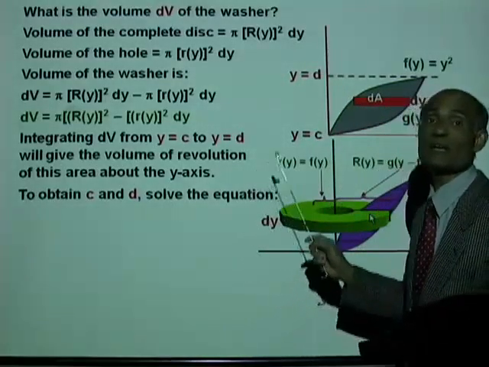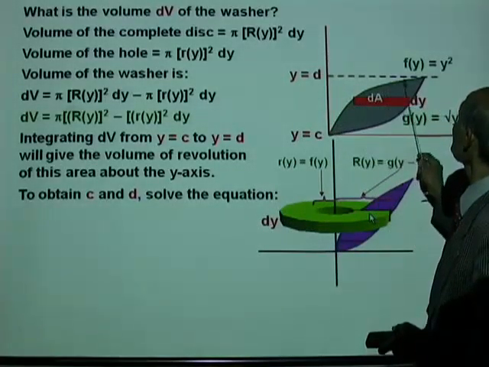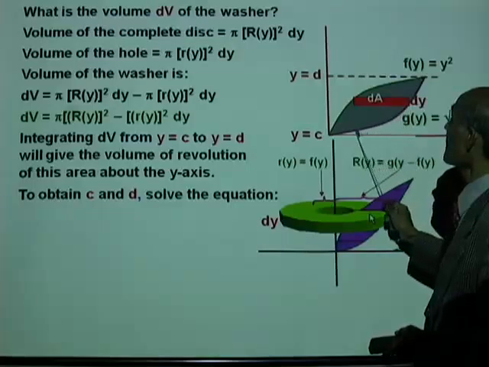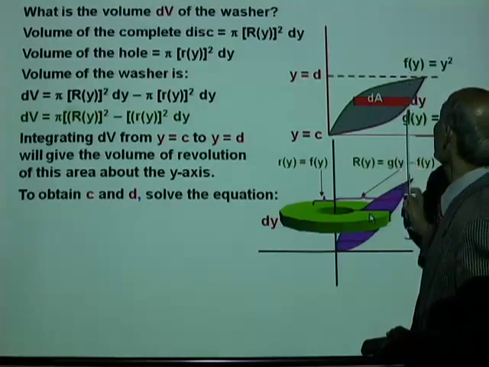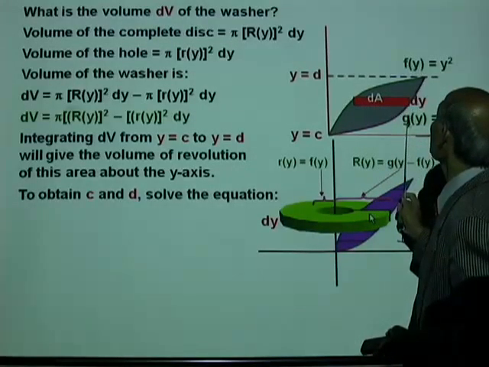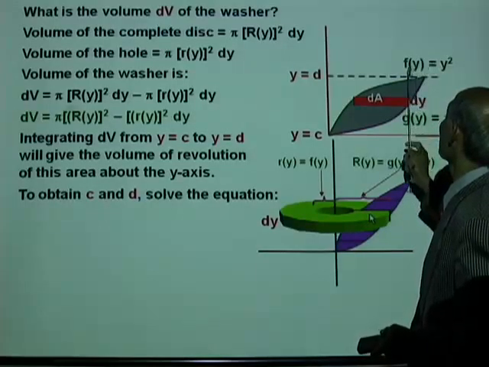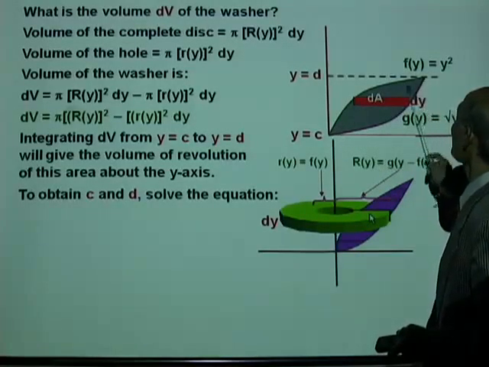obtain C and D. C and D can be obtained by setting f of y equal to g of y. Let's do that in this case. What are the points of intersection?